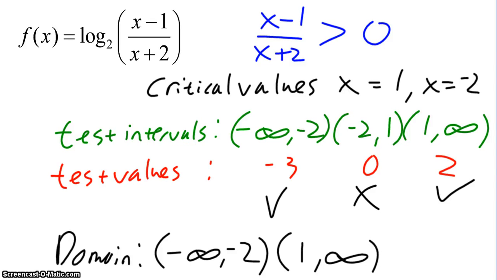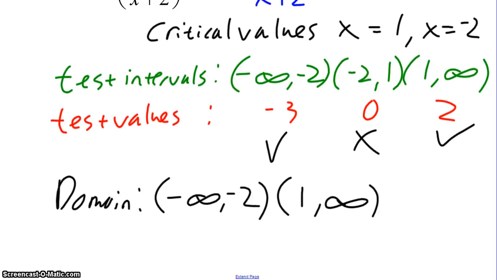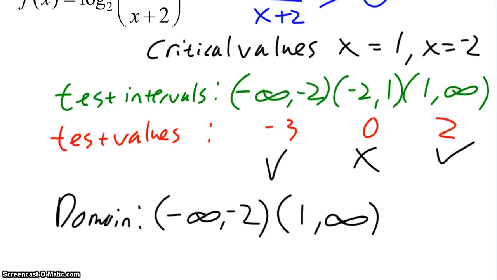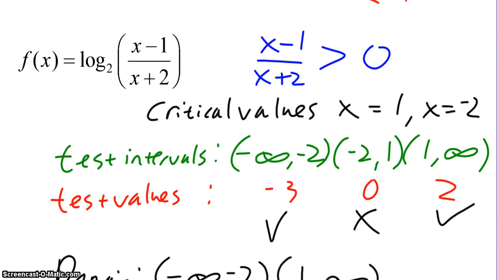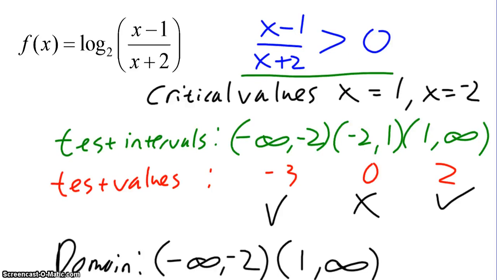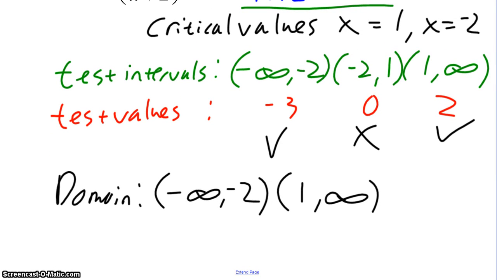Then I create my test intervals. So I cover the entire domain of x values, stopping and starting at the critical values: negative infinity to negative 2, negative 2 to 1, 1 to infinity. Pick test values within those intervals to test in the inequality. So if I plug in negative 3, 0, and 2 into my inequality up here, which intervals make the inequality true? The first and the third make the inequality true, therefore my domain is negative infinity to negative 2 and 1 to infinity.